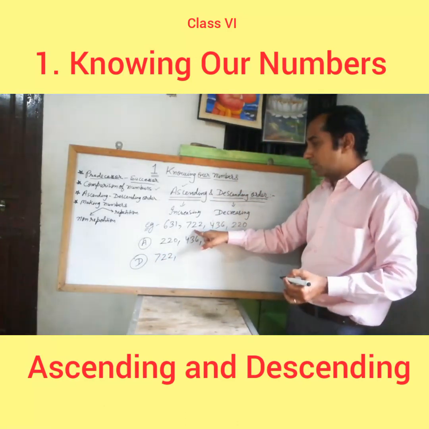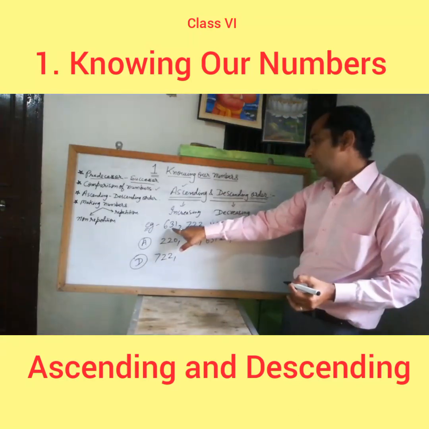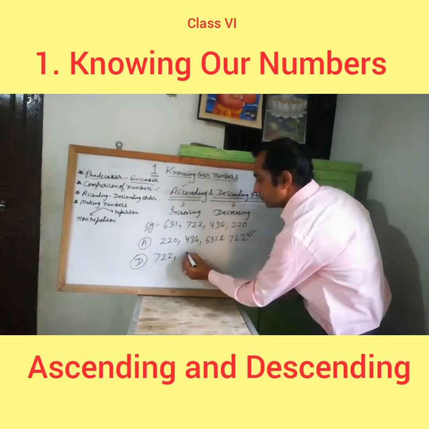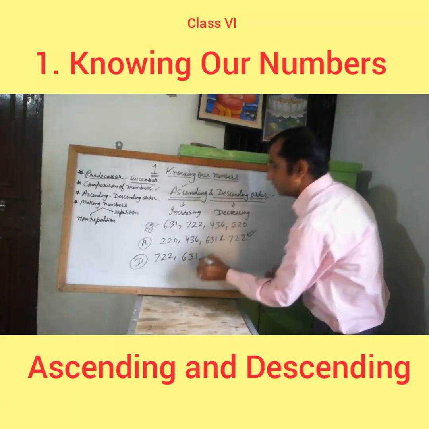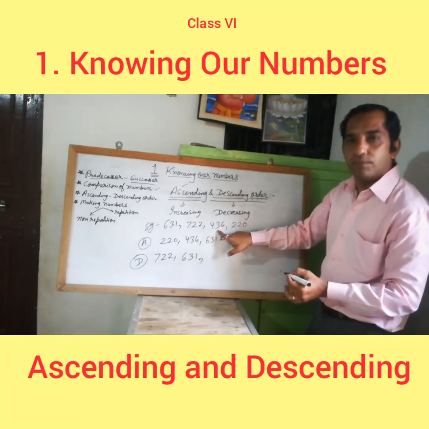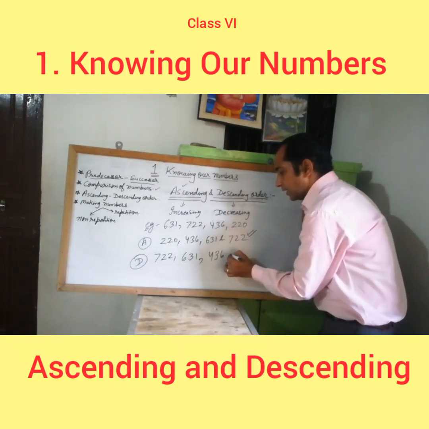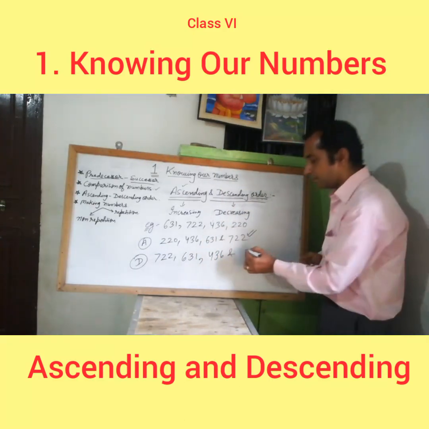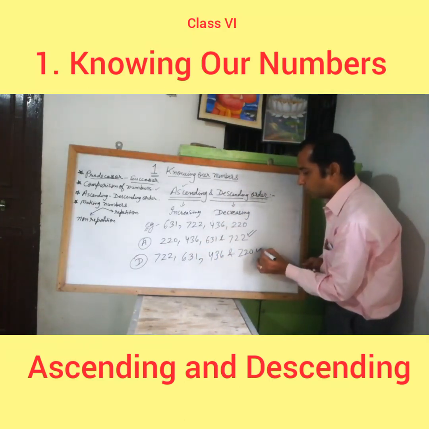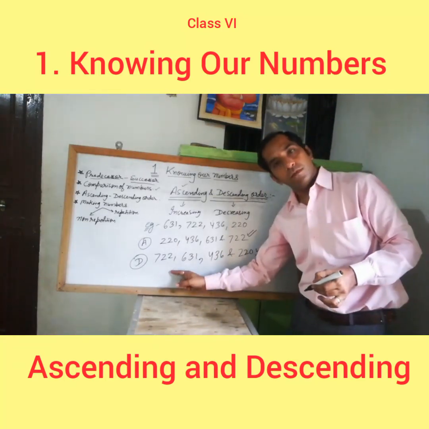After this number, which one is the smaller number? It is 631. Now 436. And in the last, that is 220. So this is the example of descending numbers.